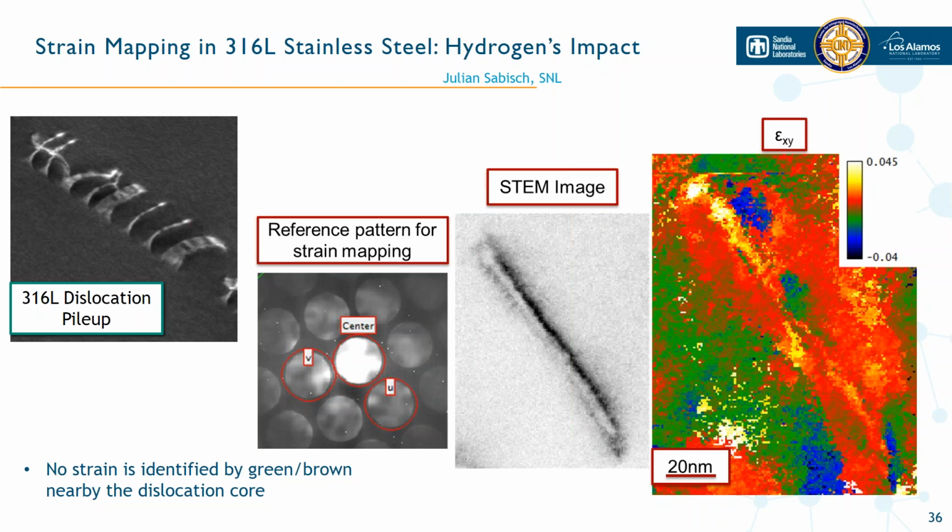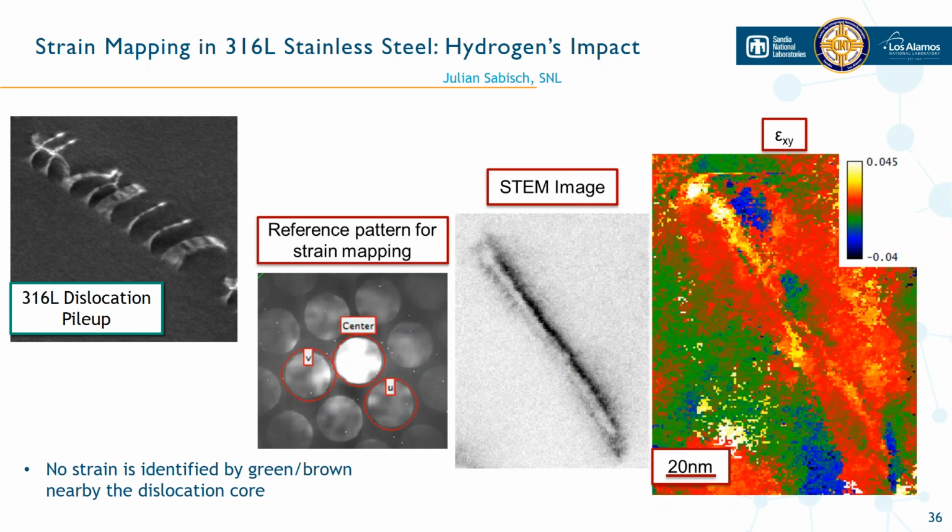So then this is an example of looking at stainless steel and using the TEM to understand the impact of hydrogen on the structure. Julian was interested in looking at, again, the strain around some dislocation pileups in the material. And using 4D STEM, he was able to take a before and after strain map of this region.